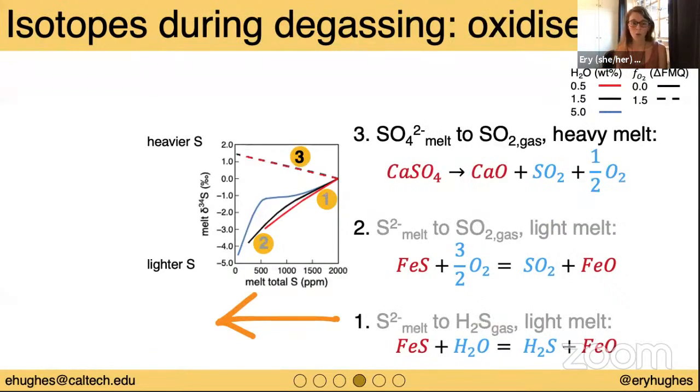On the other hand, when we're in the oxidized case, our melt is dominated by sulfate, and this prefers to have the heavier isotope compared to the gas. So we end up, as degassing proceeds, getting heavier and heavier melt.